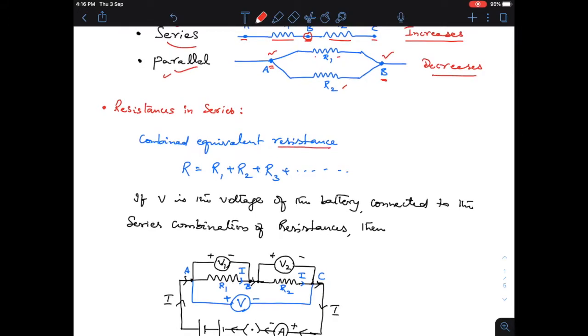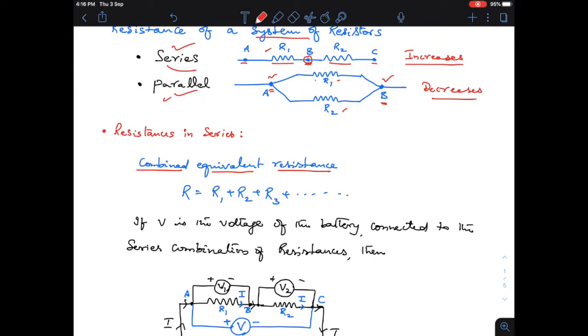The equivalent resistance when we have taken resistances in series like this. Let us say I have three resistances in series, R1, R2, R3. If I have taken R1, R2, R3 in series like this, then the combined equivalent resistance, or the resultant resistance, or the total resistance, is equal to R1 plus R2 plus R3.